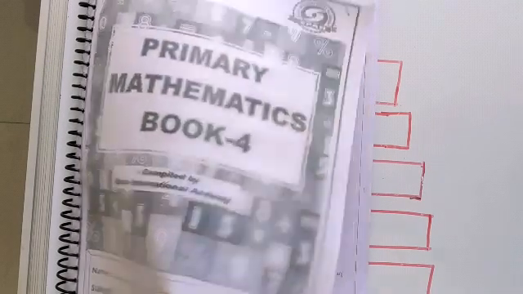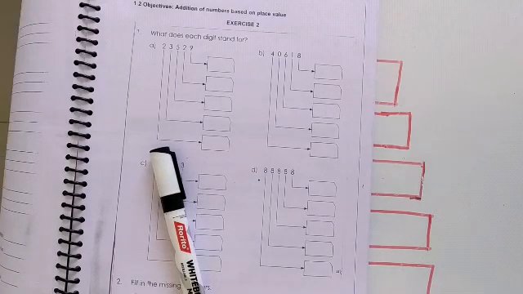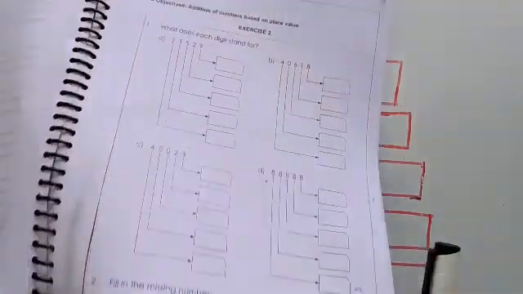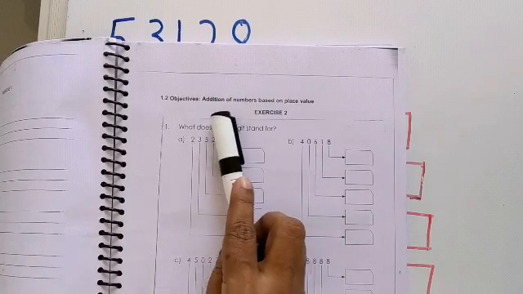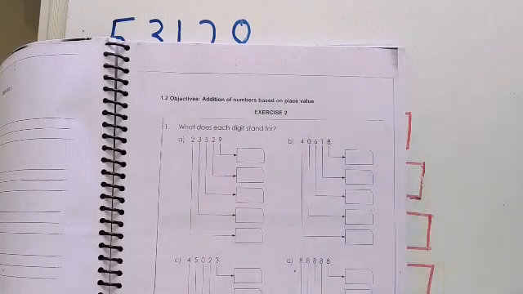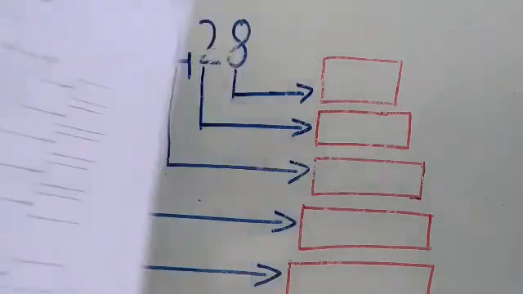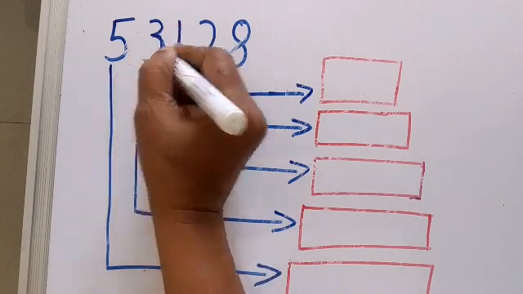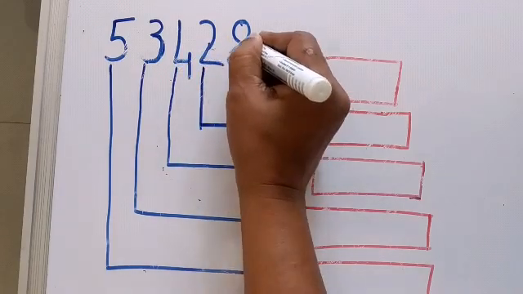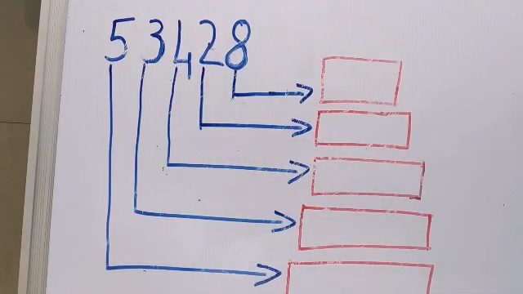Now today we are going to learn addition of numbers based on place value. Do you see this? Addition of numbers based on place value, that is exercise 2. Let's start with an example. Okay. A quick revision of our place values, children.